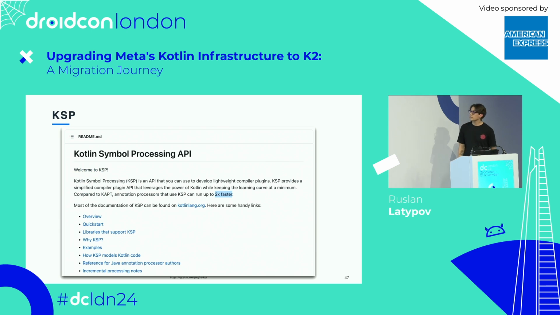Another thing we had to work on is KSP. KSP is the symbol processor by Google, and it replaces KAPT for most of our cases. One of the existing problems with K2 is the state of K2 and KSP support. KSP2 is a standalone tool supporting K2, and we were required to adopt it in our build system to make our build support K2.